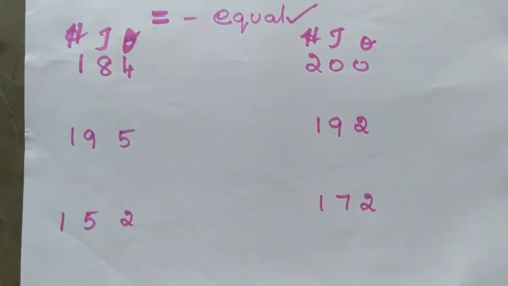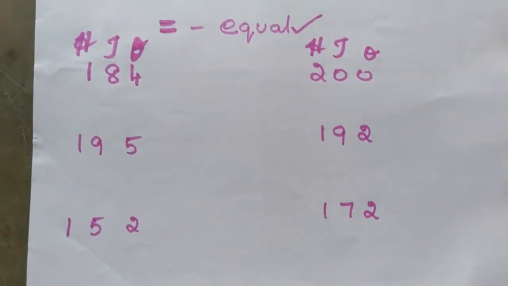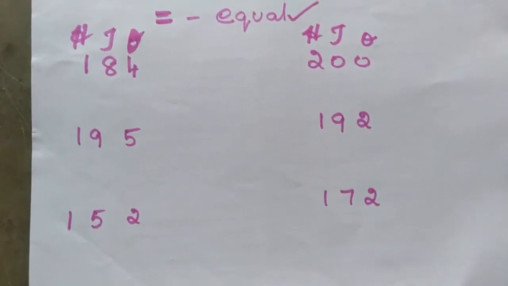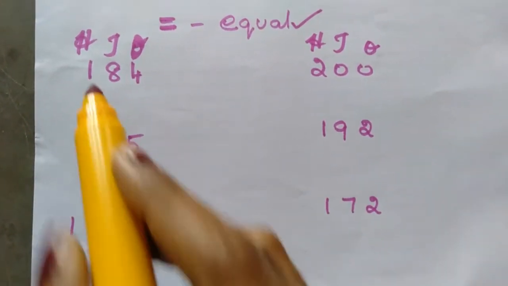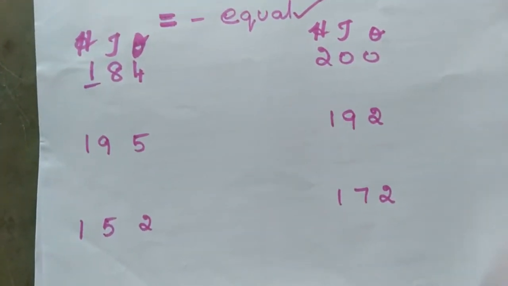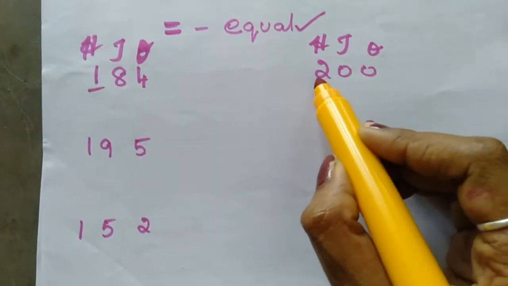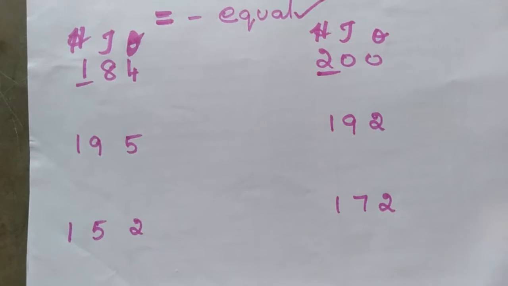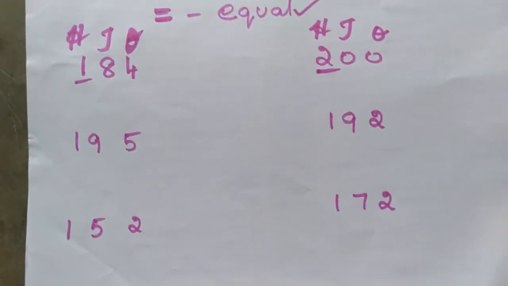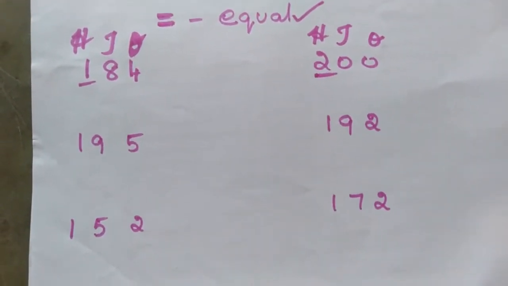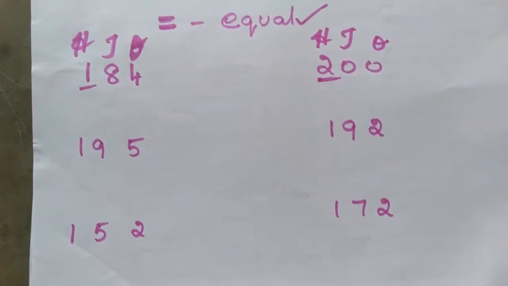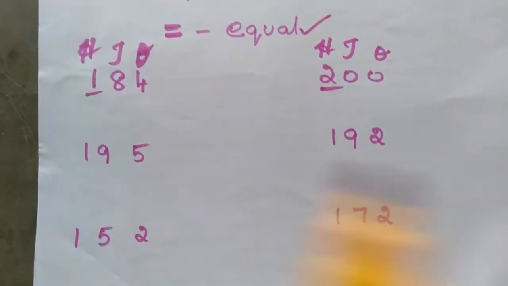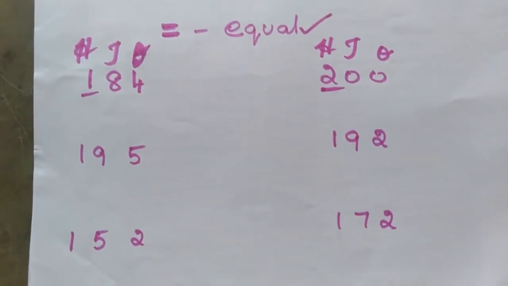If it is a 3 digit number, how do you identify which number is greater and which is smaller? You have to check the hundreds place first. Here 1 is there, here 2 is there, right? When we compare 1 and 2, which number is greater? 2 is greater, right? So 200 is the greater number. 184 is the smaller number, right?